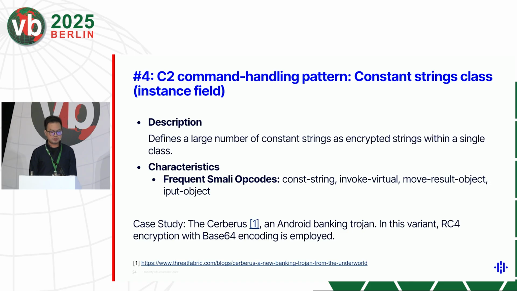Another is the instance field subpattern. Here, there are many strings defined as instance variables. We found this in the Cerberus banking Trojan. In this variant, it used RC4 encryption with base64 encoding for these strings. The characteristics of this pattern include a high usage of Smali opcodes such as const-string, invoke-virtual, move-result-object, and put-object. It typically indicates a load-string function that decrypts or decodes strings, and saves the result into various instance fields.